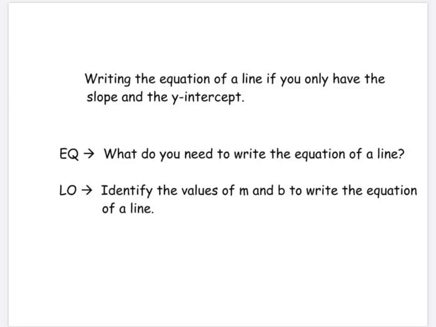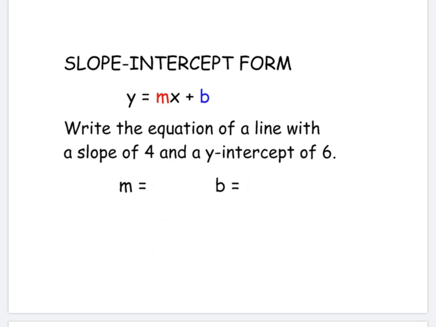This lesson will be looking at writing the equation of a line if you know the slope and the y-intercept, or if you know the slope and a point. Remember, slope-intercept form of a line is the easiest form of a line equation to work with. It's y equals mx plus b.